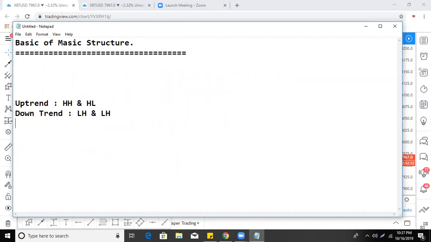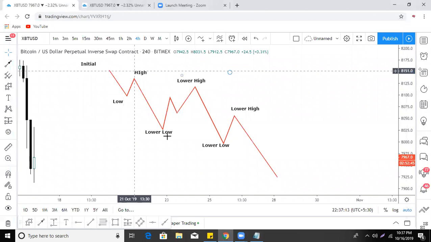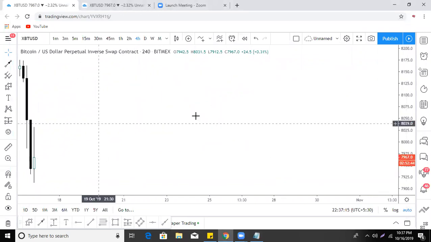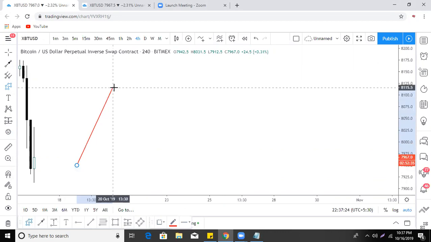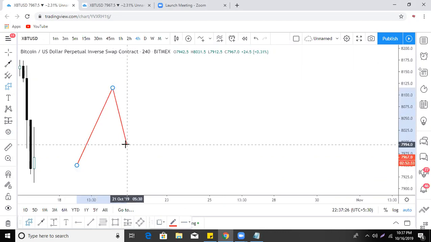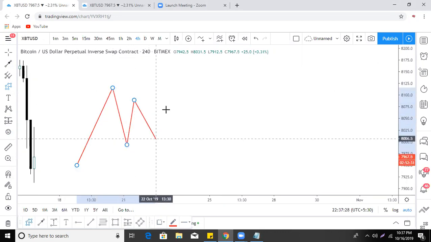Okay. Then what is sideways? It's simple. When price fails to make another higher high or higher low, or lower high or lower low, the price is called in consolidation. Like when the price was going up, it dropped to this price, and after this it started moving in this range.